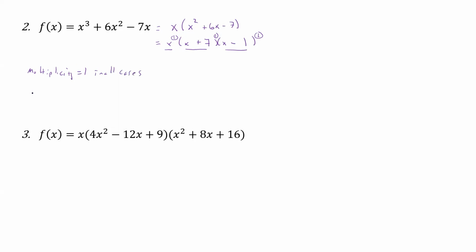And so then my zeros are going to be, well, if I set the first one equal to 0, I get x equals 0. If I set this equal to 0, I get x equals negative 7. And if I set the last one equal to 0, I get x equals positive 1. Now, in all these cases, these are the zeros, but if they actually want you to write the intercept, we can do that. That's pretty easy.